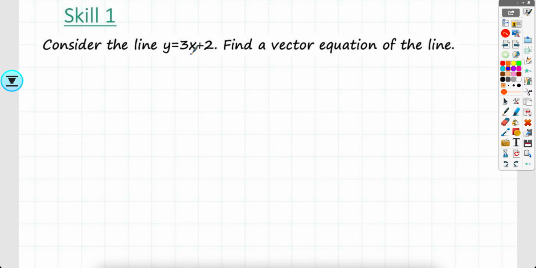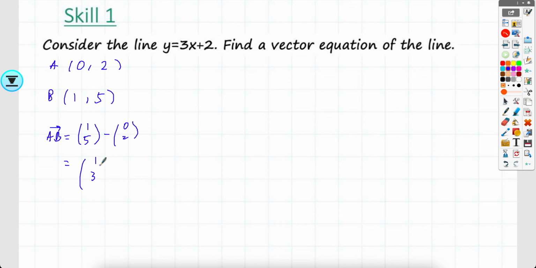So to find 2 points, substitute any x value. I'm going to substitute a 0. If I substitute a 0, it's going to give me a 2. That's 1 point. I can call it A. And then for another point, I can substitute a 1. It's going to give me a 5. That's another point. So I have 2 points here, and we know what to do with 2 points. If I want to find the vector equation of a line, I first need the direction vector, and that's going to be (1, 5) minus (0, 2). So that's going to give me (1, 3).